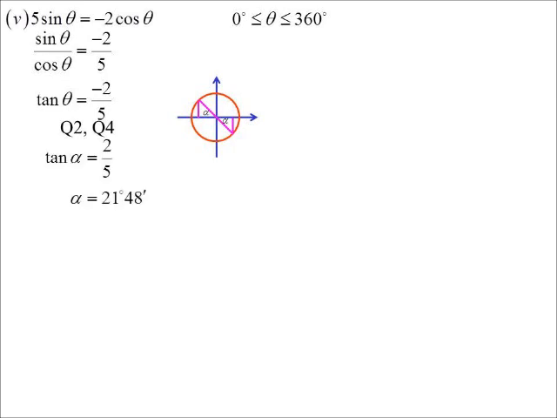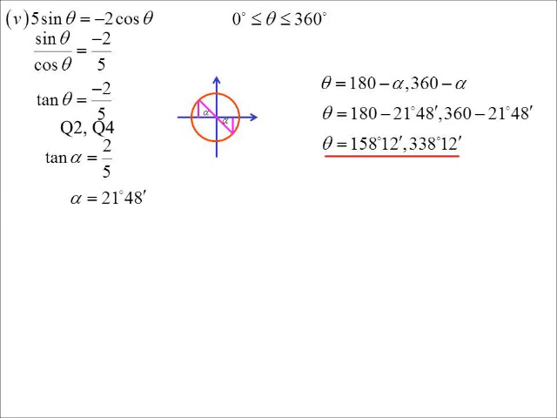Acute angle will be 21.48. So 158.12, 338.12, my two possible answers. The only thing we have to be careful with, if we change the original question, which effectively is what I've done here. I've said, well, look, 5 sine theta equals minus 2 cos theta, too hard. So I'm going to change the question to something I can deal with. And that question was tan theta equals minus 2/5.